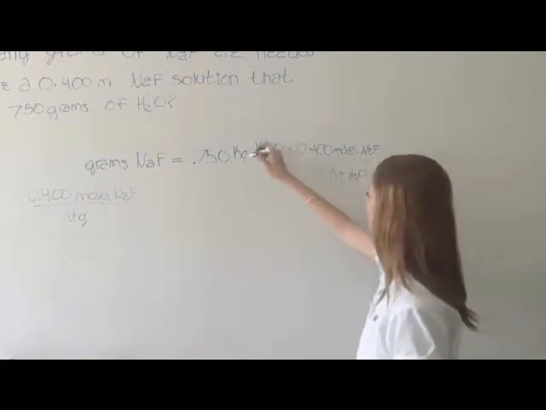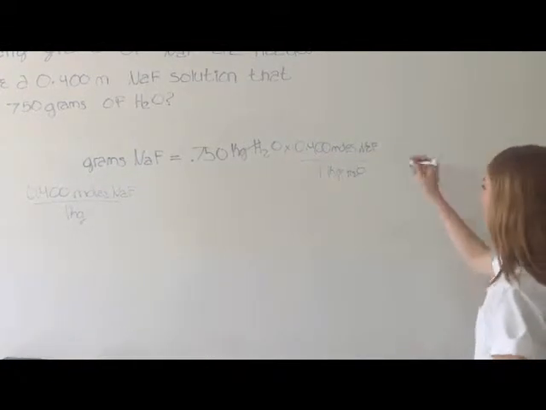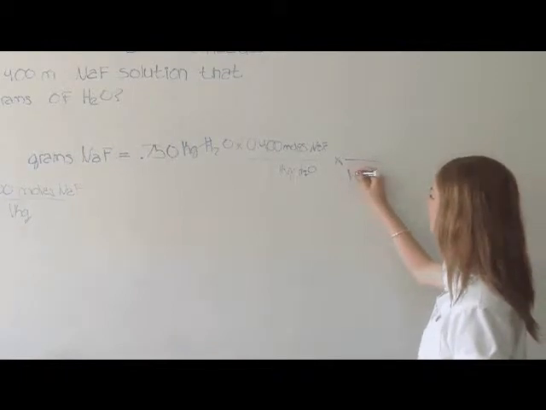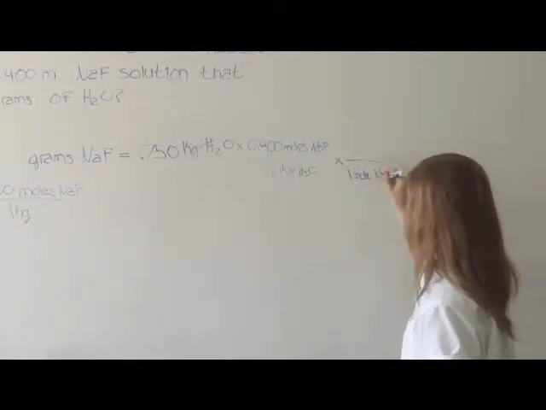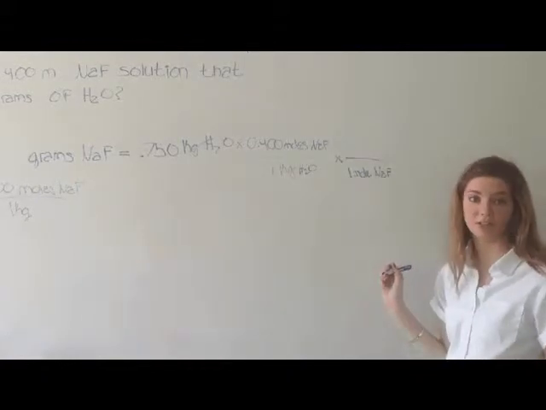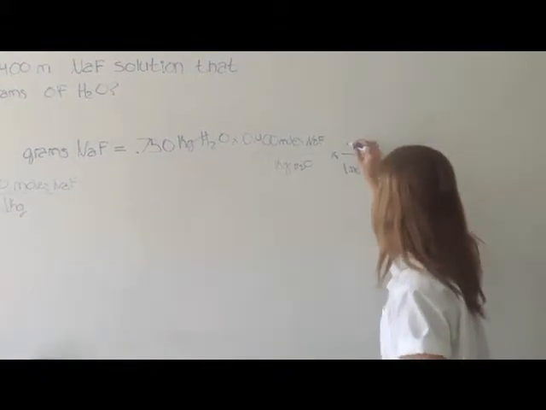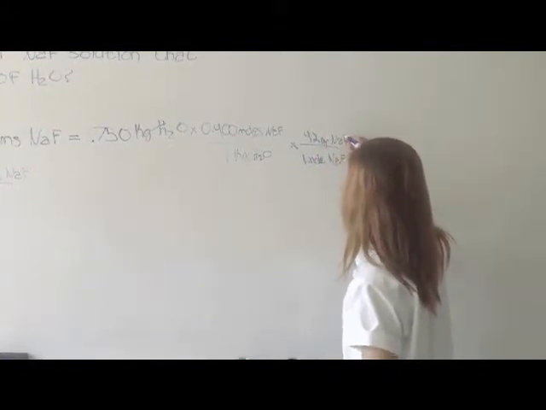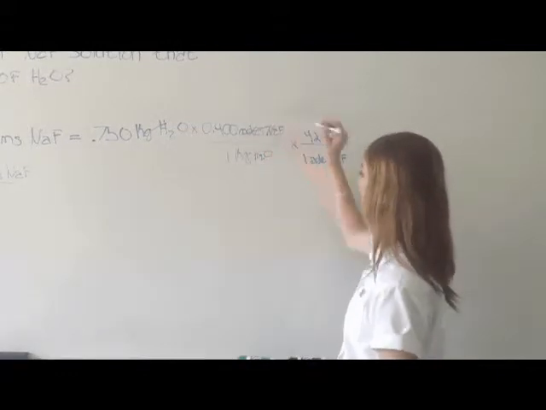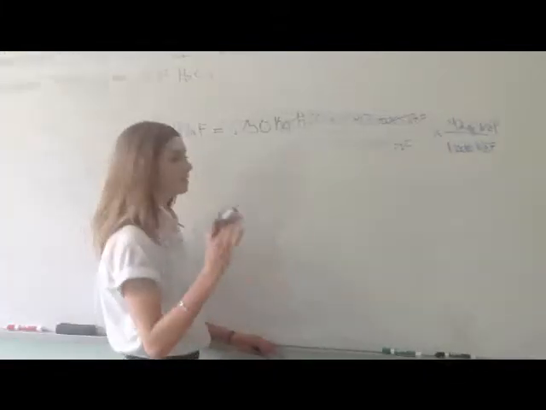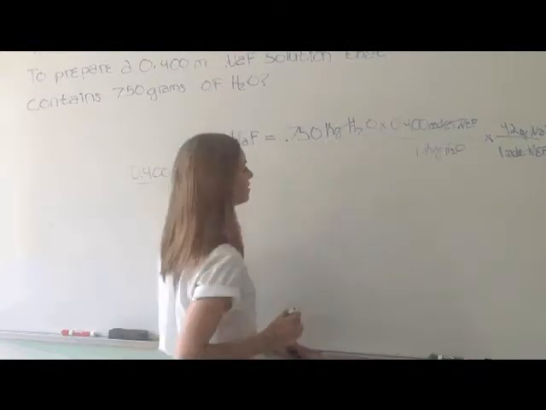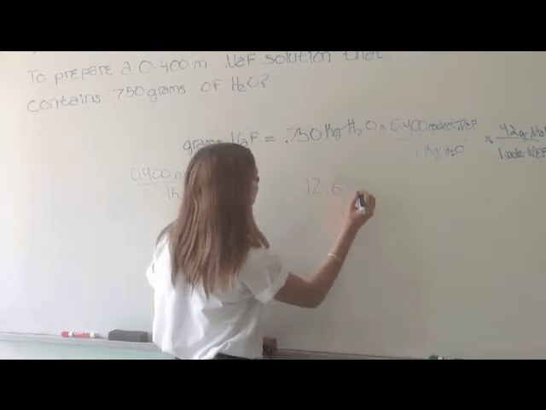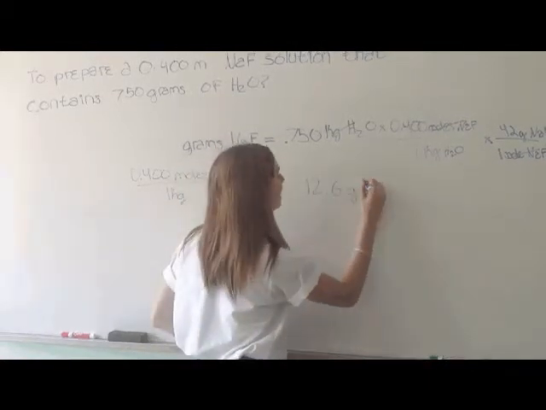So that crosses off, and that crosses off. Next, on the bottom, we're going to put moles. So we're going to put 1 mole of NaF. And on top, which we concluded from our periodic table, we're going to have 42 grams of NaF. So then moles cross out, and using a calculator, you do all the multiplications, and your answer should be 12.6 grams of NaF.